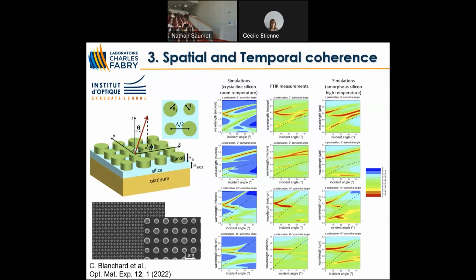For the application, you want to emit in the forward direction. Everything that would be emitted on the side would be useless. The detector is up there. So you want to emit towards the detector. And to save energy, you don't want to emit in other angles. You want to emit only at 4.26 micrometers.